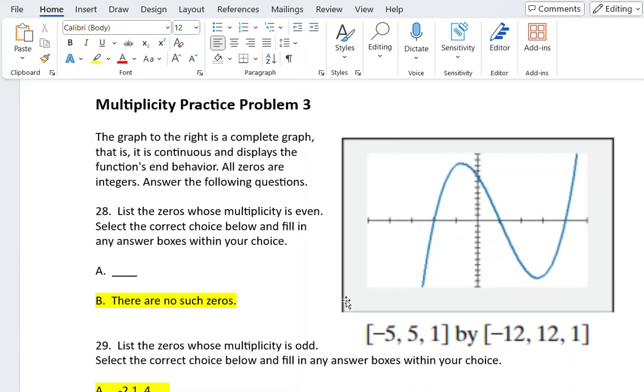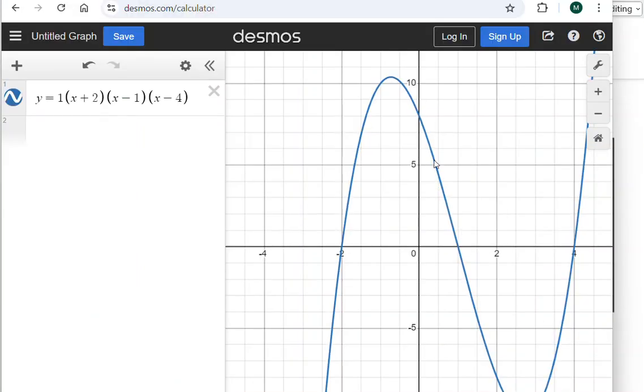On this graph, it's possible that I could count using the tick marks here. So it looks like it's at 1, 2, 3, 4, 5, 6, 7, 8. But if I click on my Desmos graph, it will tell it to me very easily that the y-intercept is at 8.